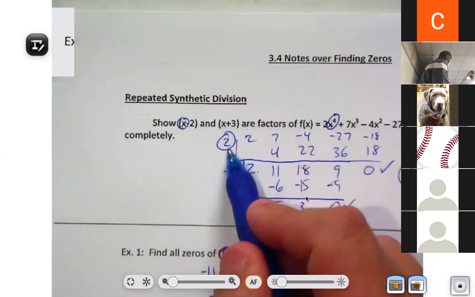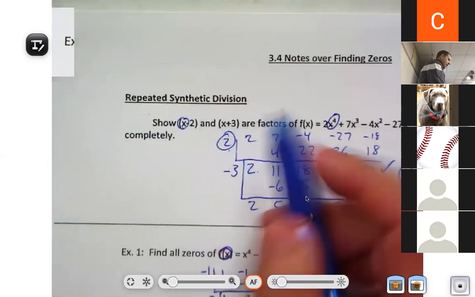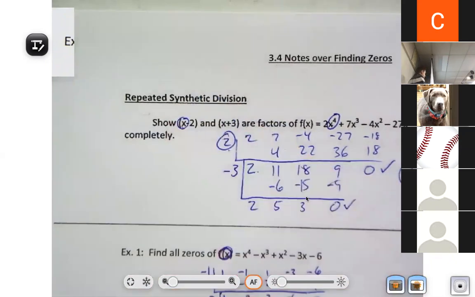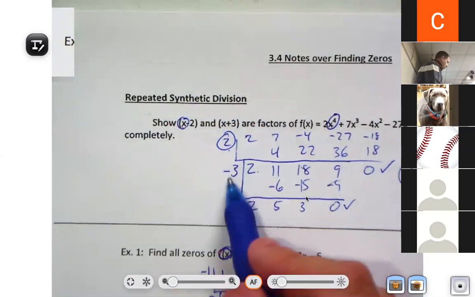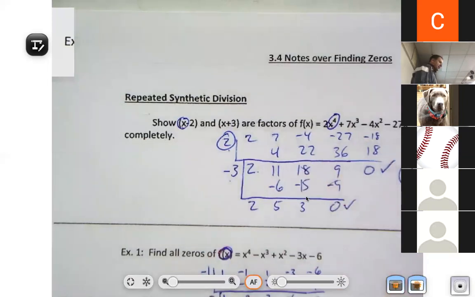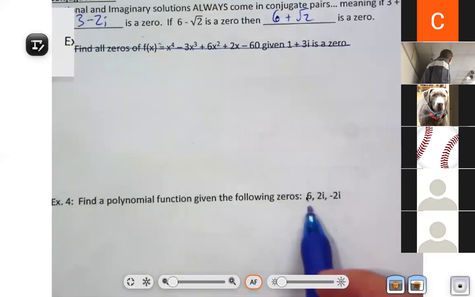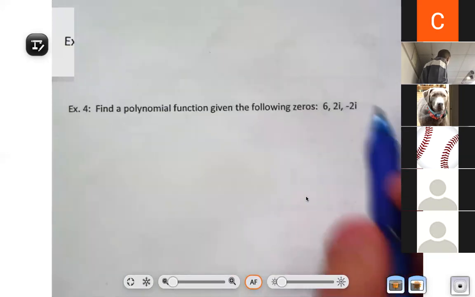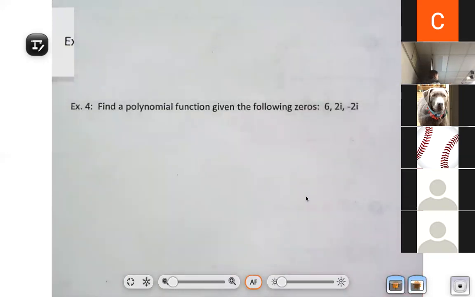if you know something is a solution, like going back to this one, if you know 2 is a solution, then that means x minus 2 was a factor of the equation. And if you know that -3 is a solution, then you know x plus 3 would be a factor of whatever the equation was. So we need to turn our solutions into their corresponding factors and then multiply it all out.